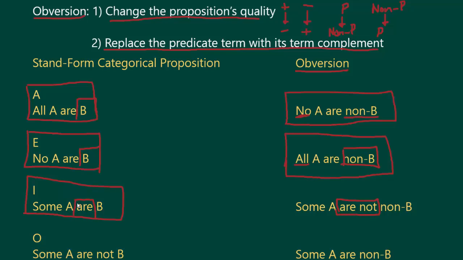So since we have the affirmative "are" in some A are B, we need to make sure that we change that "are" to "are not." And since we have B, the term complement will be non-B. So from some A are B, we get some A are not non-B.